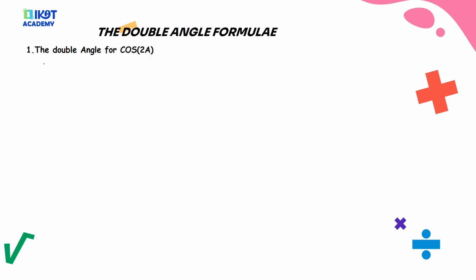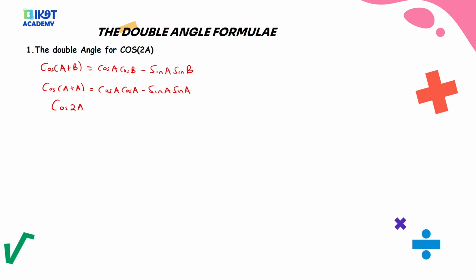So remember from the compound angle formula for addition of two angles in a cos, if you have cos(A + B), we say this would be cos A cos B minus sine A sine B. This is what we had. Now if you have cos(A + A), this is going to be cos A cos A minus sine A sine A. So here, we now call it 2A, so cos 2A is going to be cos squared A minus sine squared A.